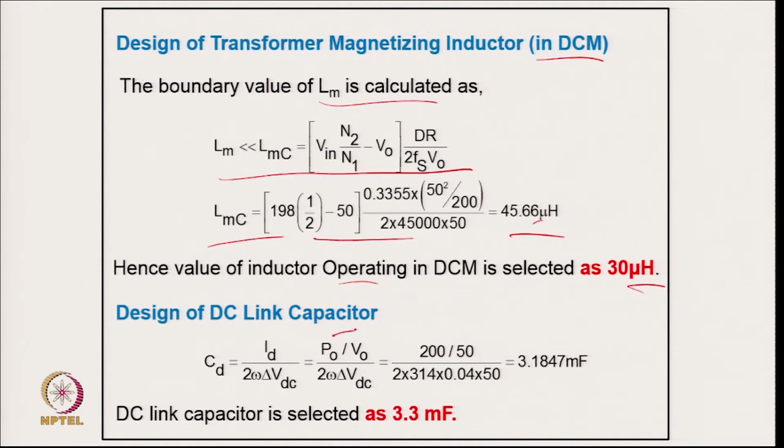And now coming to the design of the output capacitor, that is ID, the load current, divided by the second harmonic of supply frequency, 2 omega, into delta VDC, that is the output voltage ripple. Putting in the values with the 40% ripple, it comes to 3.1847 millifarad, and we select a higher value to make sure that the ripple never goes more than 4%. So, the DC link capacitor is selected as 3.3 millifarad.